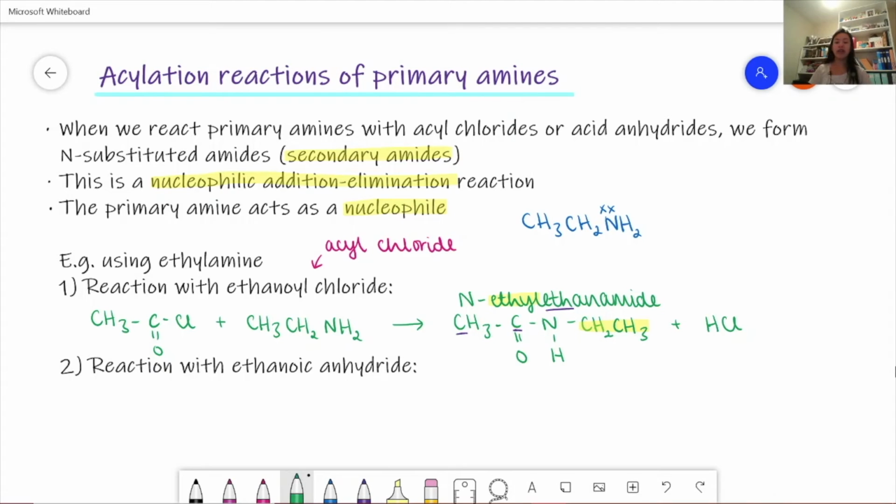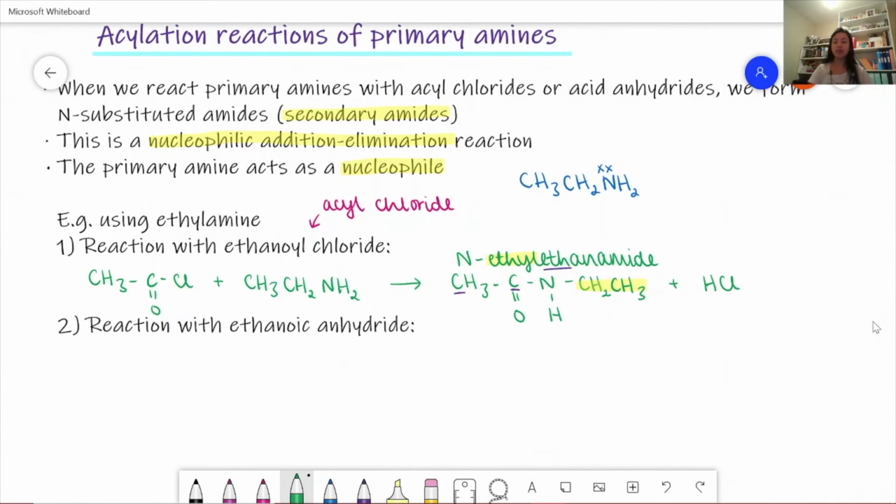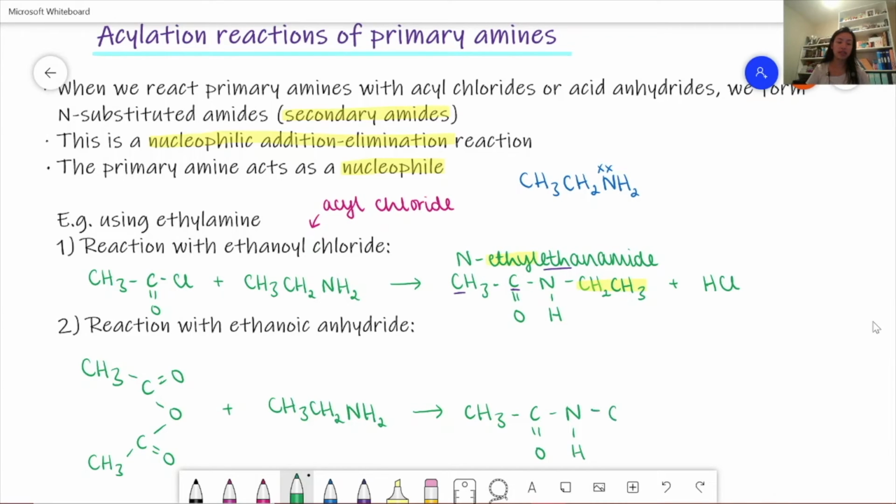And now the reaction with ethanoic anhydride is very similar, but we need to remember that it's an exception. So we have the ethanoic anhydride, which is CH3, C double bond O, O, and then another carbon, double bond O, and CH3. And this reacts with, again, we're using ethylamine. And this will go on to form CH3, C double bond O, NH, and then CH2CH3. So we get the same product.